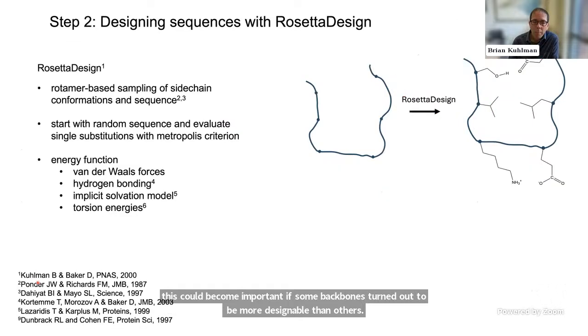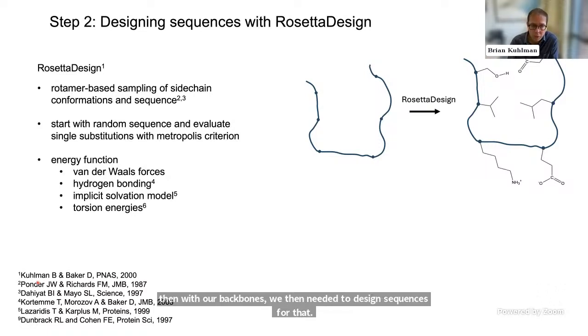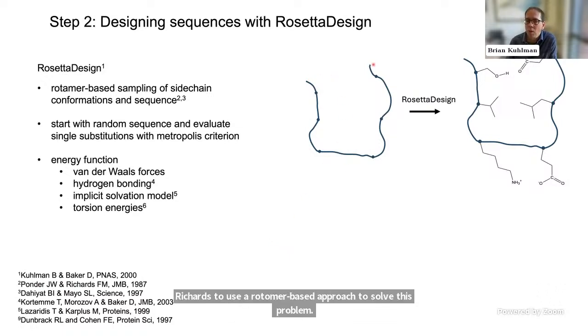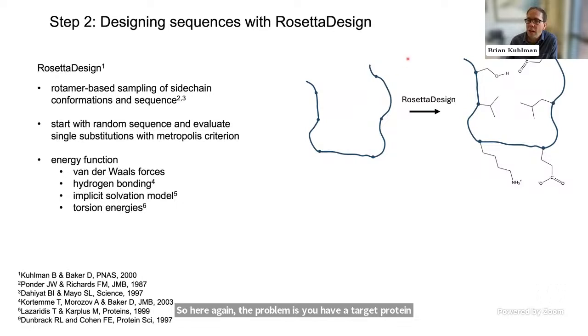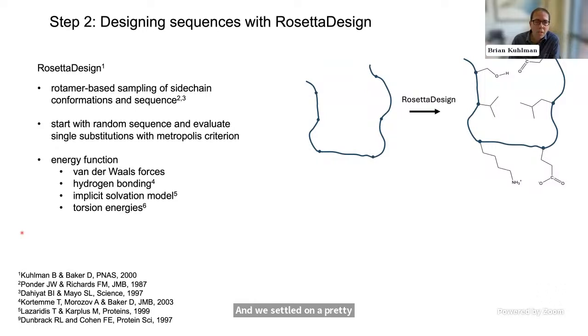So then with our backbones, we then needed to design sequences for them. And we were heavily inspired here by work from the Mayo lab, as well as earlier work by Ponder and Richards to use a rotamer-based approach to solve this problem. So here again, the problem is you have a target protein structure that you'd like to create. You need to find an amino acid sequence that will stabilize the structure. So form good hydrophobic packing, good hydrogen bonds, and good electrostatic interactions. And we settled on a pretty simple algorithm for solving this problem.